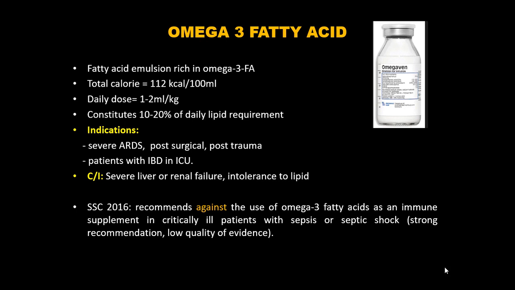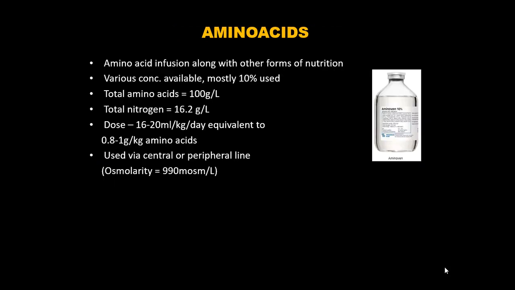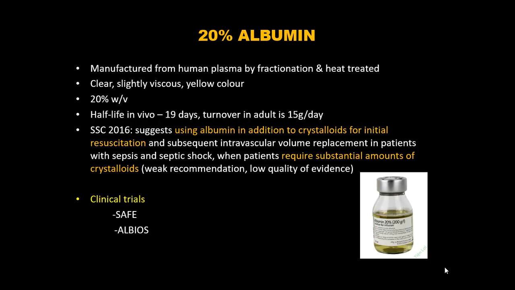The same 2016 Surviving Sepsis Campaign recommends against the use of omega-3 fatty acid as an immune supplement in critically ill patients. Amino acids, it is a supplement, not a sole nutritional fluid. Various concentrations are available, mostly we use 10%. The total amino acid is 100 gram per liter. Total nitrogen it provides is 16.2 gram per liter, and the daily dose is 16 to 20 ml per kg, equivalent to 0.8 to 1 gram per kg. It is a high osmolar fluid, so better to give it through a central line.